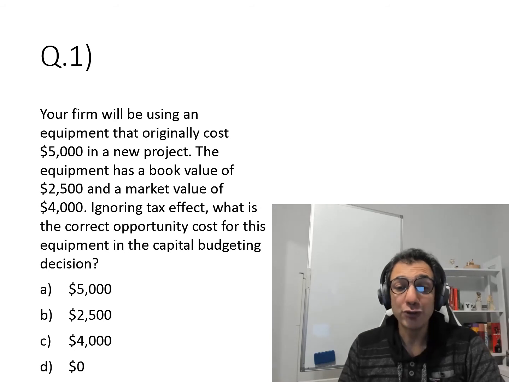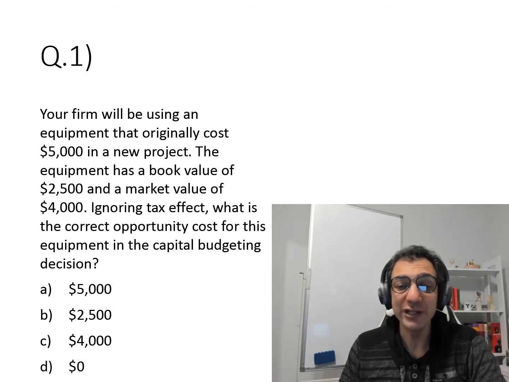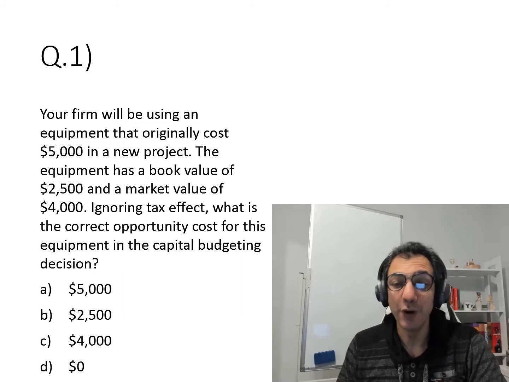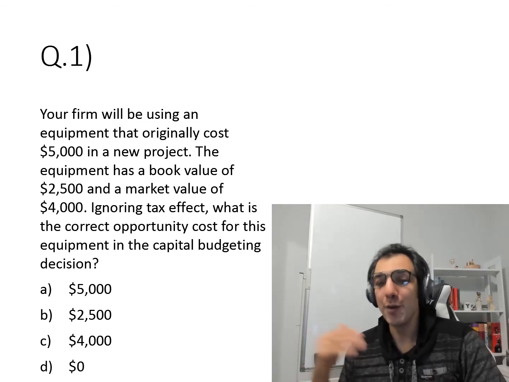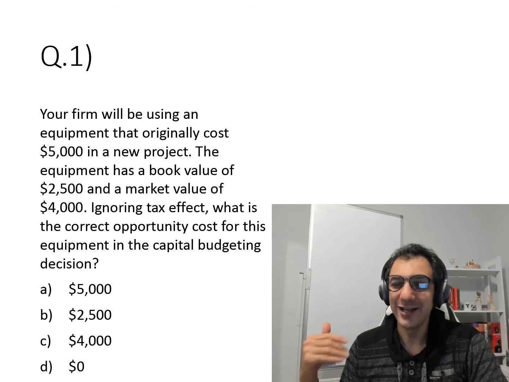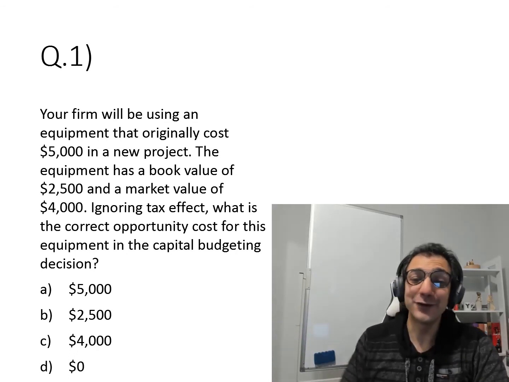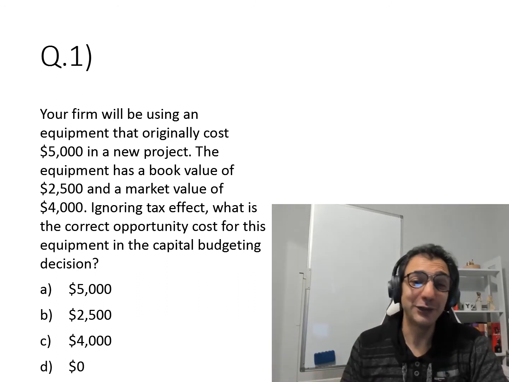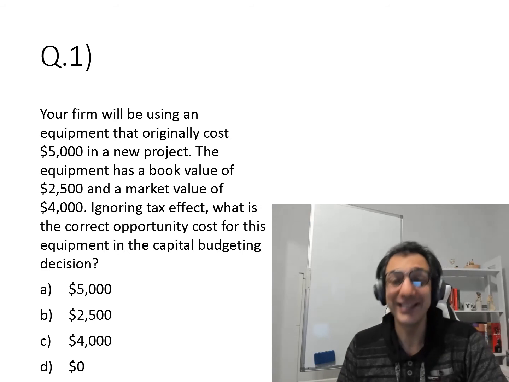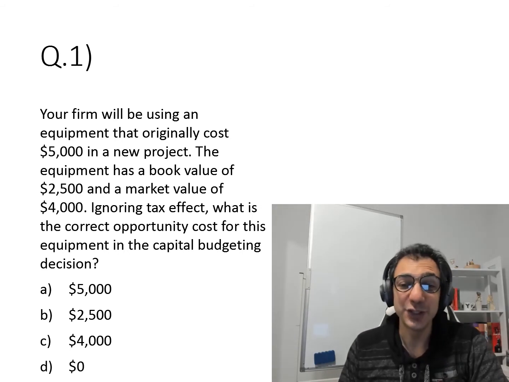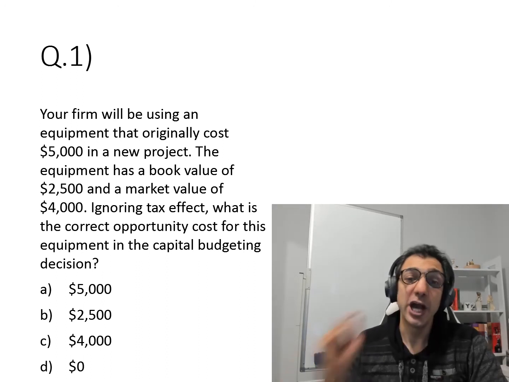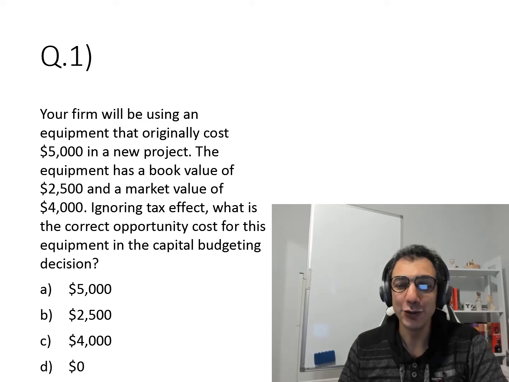So when it comes to opportunity cost, remember the most relevant number is based on the market data. So it doesn't matter how much you paid for it because it is kind of sunk cost. It doesn't matter what's the book value because it is mainly for accounting purposes. The major relevant number which you have to include here is the market value. So in this case, $4,000, that's a relevant opportunity cost you have to consider in your capital budgeting decision if you are going to use that equipment in your project. So the answer should be C.